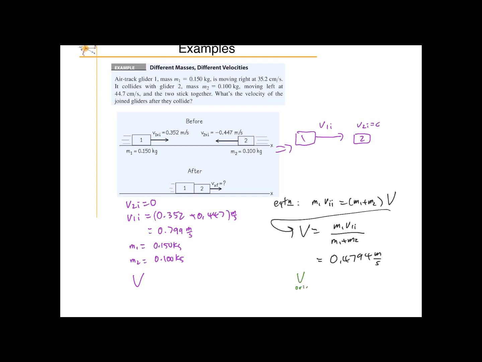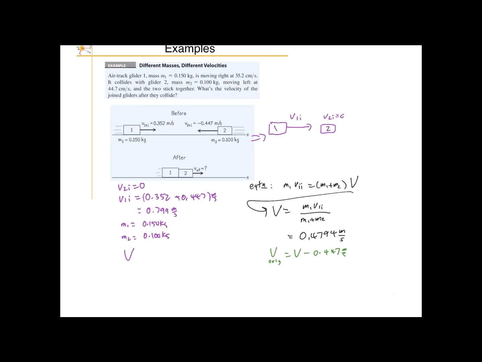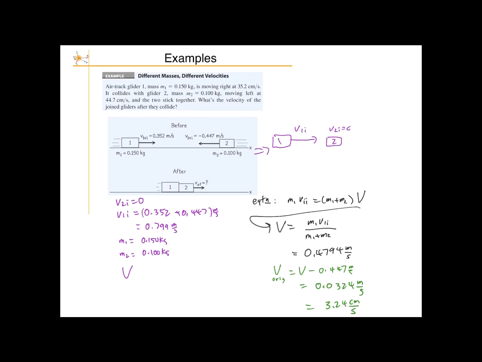So v in the original frame will be that v minus 0.447 meters per second, because we want to subtract that number we added before. And we get that the original v is going to be approximately 0.0324 meters per second, or if you want, 3.24 centimeters per second. So we're able to use our equation developed specifically for the situation where one is at rest by just switching to a reference frame where this one is at rest. It's a handy trick that you can use to solve these types of problems.